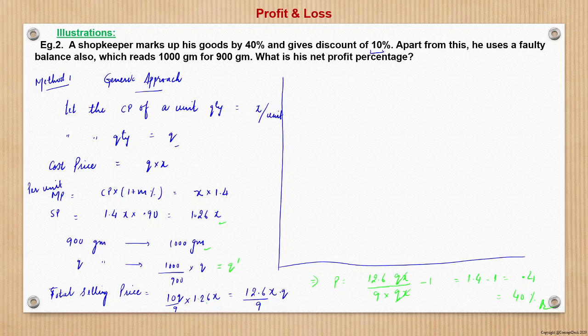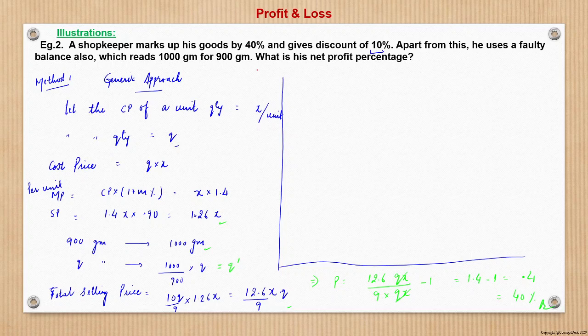Q dash quantity at a rate of what? At a rate of 1.26x, right? So this is the new selling price. The cost price we knew with respect to the shopkeeper. This is the selling price. This is the cost price. So selling price upon cost price will give us the profit percentage, and that we got as 40%. So this is the most generic approach. However, this is slightly time consuming.